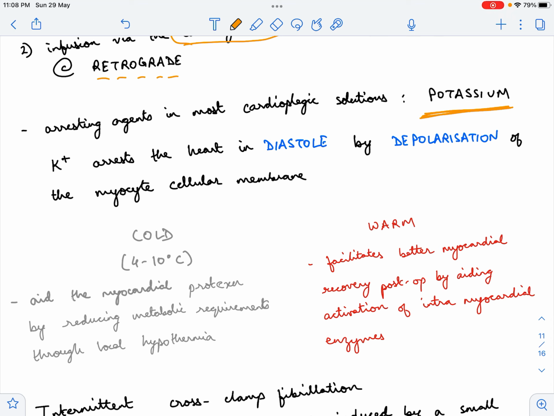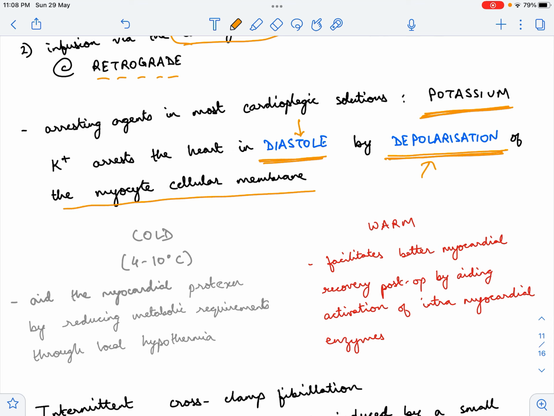Now, this potassium will arrest the heart in diastole by depolarization of the myocyte cellular membrane. This means when the heart is arrested, it is arrested in diastole and it is arrested by depolarization. These are important terms which you need to remember.